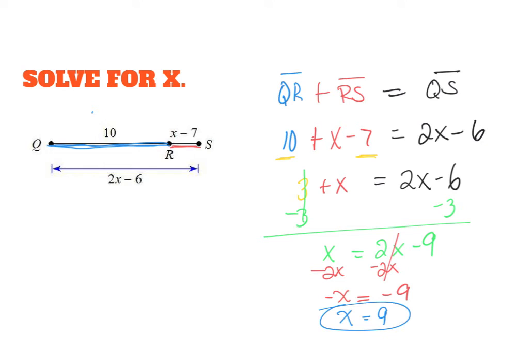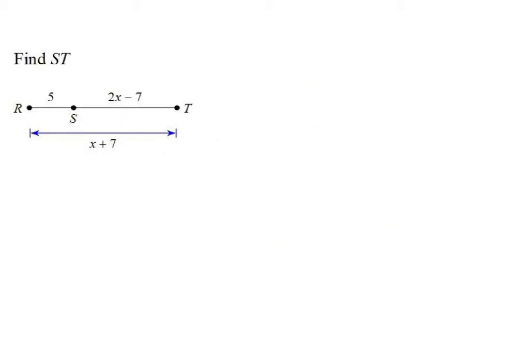Here you want to make sure you read the question. It says to solve for x. I have x equals 9, so I am done. For my next problem, I want to find ST. So I want to find the measurements of line segment ST. I need to use segment addition again to identify what my x is. So here I have RS is 5. Then I have ST is 2x minus 7. And my entire line is represented as x plus 2.